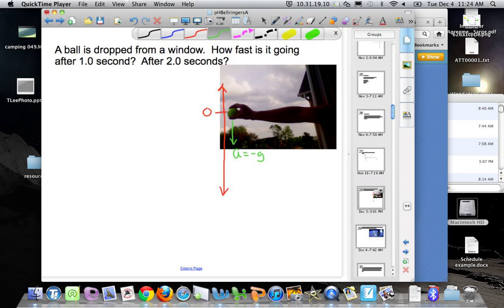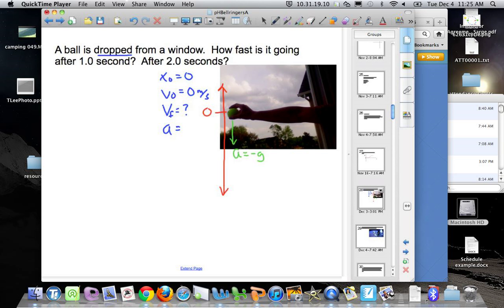We want to figure out the velocity of this ball at 1 second and 2 seconds. So we know that the initial position, or x0, is 0 meters. We know that it's starting with a velocity of 0 meters per second, and we know that because of the word drop there. If it's dropped, it means it has no velocity at the beginning. So v0 equals 0. V final, we don't know what that is, so we want to find V final. We're going to put a question mark there.